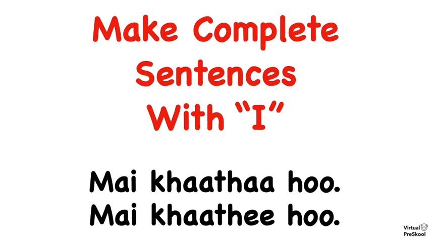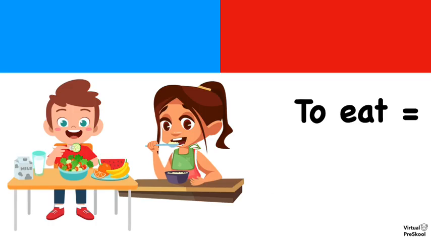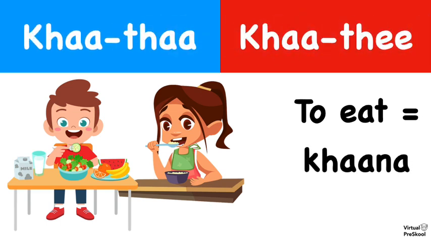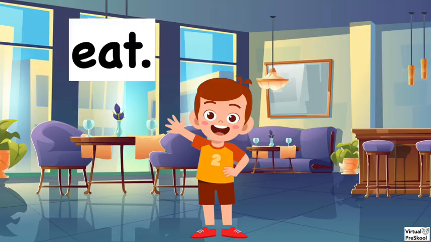Now, let's take it to the next step. Let's build on what we've been learning by making complete sentences. So far, you have learned how to change the word to eat, khaana, for a boy, to khata, or khati, for a girl. But khata and khati just mean eat. We don't want to say eat. We want to say I eat. So now we're going to review how to say I eat.